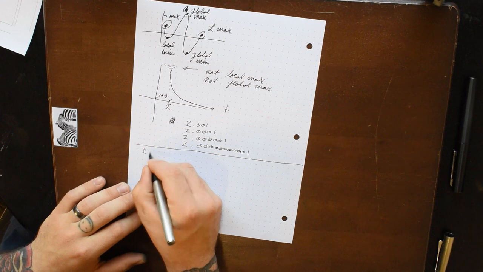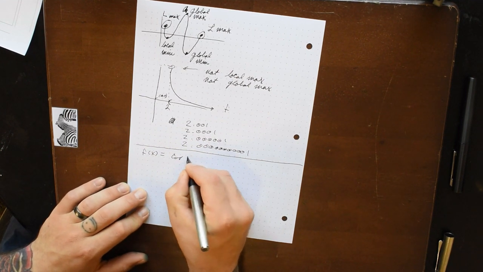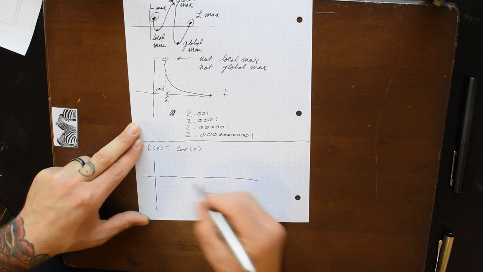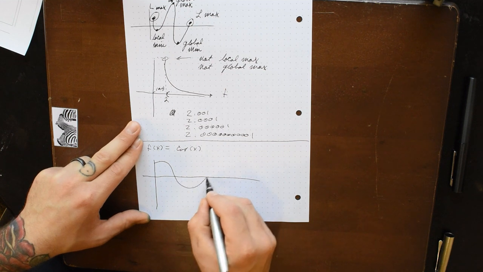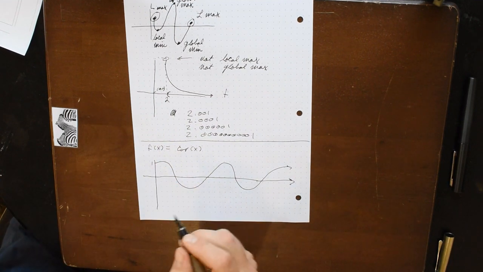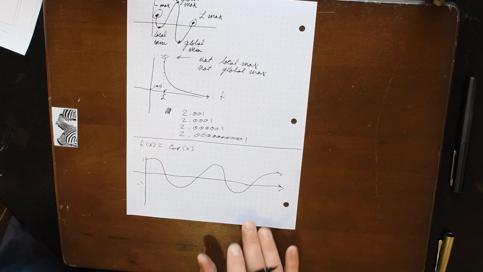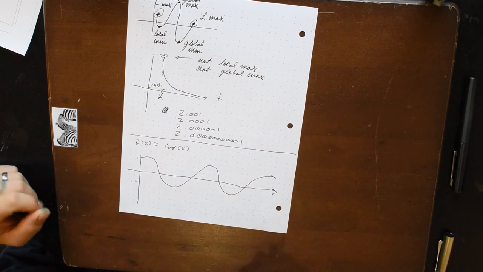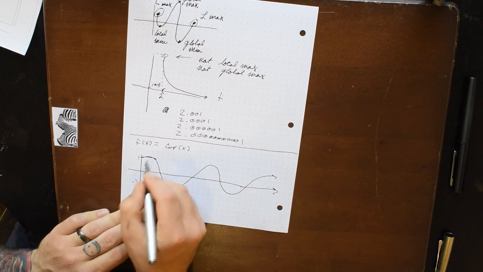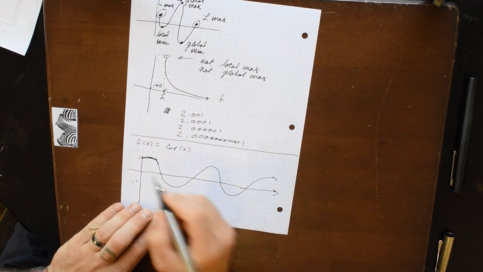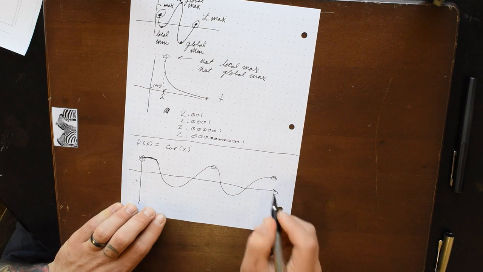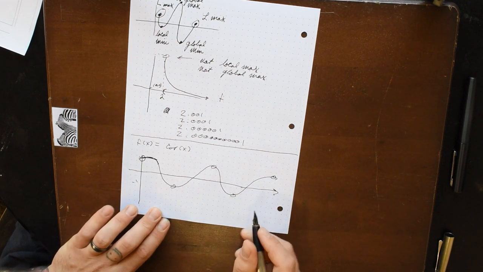If we had, say, f of x being equal to the cosine of x, this function will look like this. Forever and forever, it's going to oscillate from +1 to -1. I'm sorry, that's a poor sketch. So this function is going to have infinitely many local maximum points, and it's going to have infinitely many local minimum points.